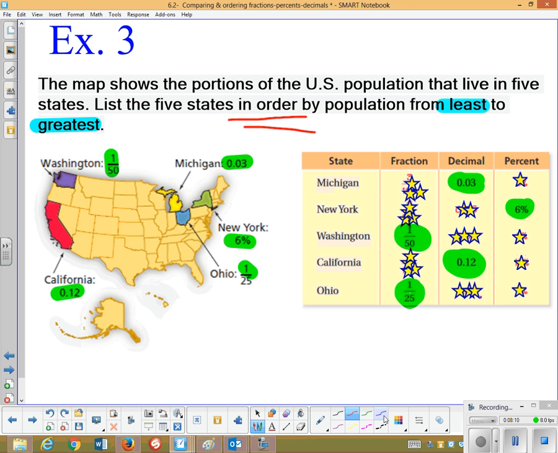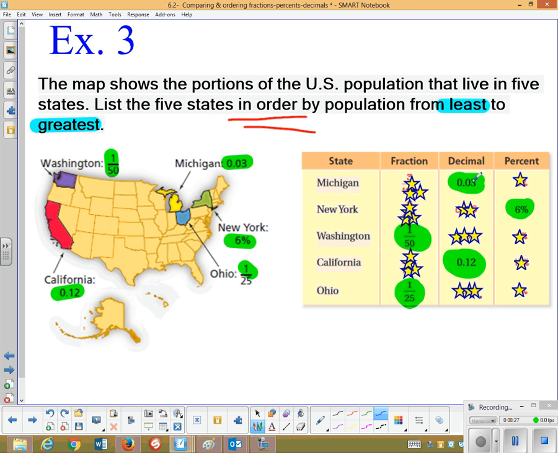Now, like I said in my other examples, to put them in order, you got to make sure that they're all the same kind of numbers. And I'm looking at everything, all the greens. They're not the same. One is a decimal, one's a percent, one's a fraction. So let's decide, do you want to make them all decimals, all fractions, or all percents? I did say percents would be the easiest.